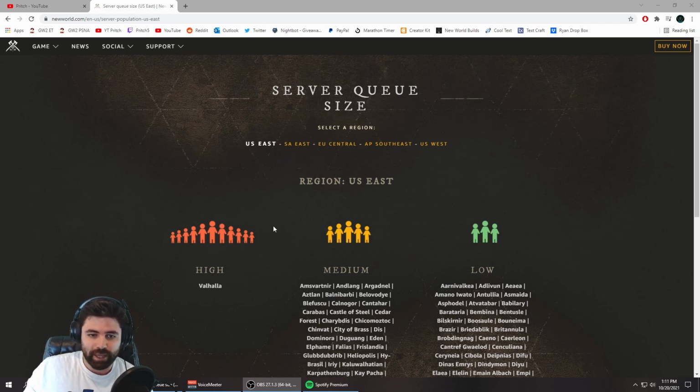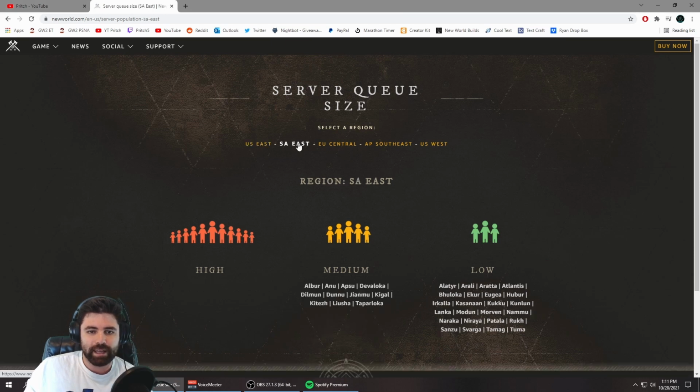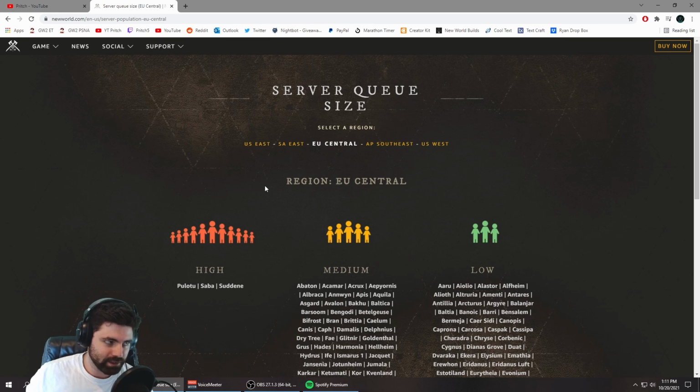And yeah, just to give you guys a quick heads up, on US East, Valhalla is the only high. On SA East, there are no currently high servers. These are like high population, basically, like how many people total are playing on there.